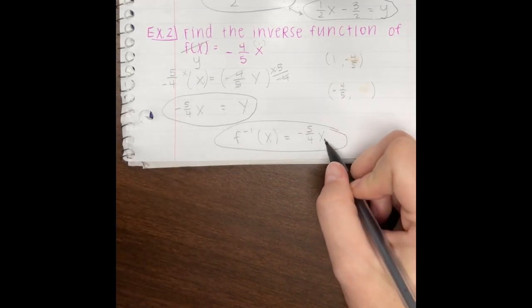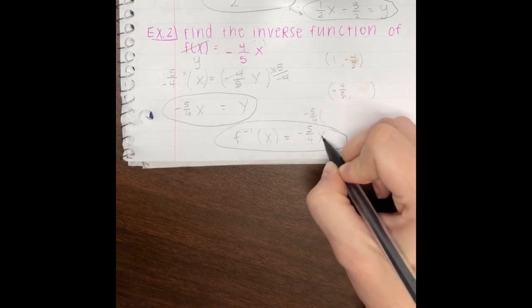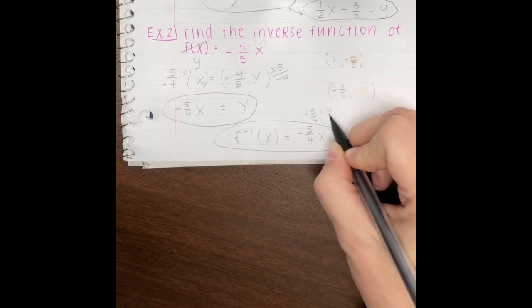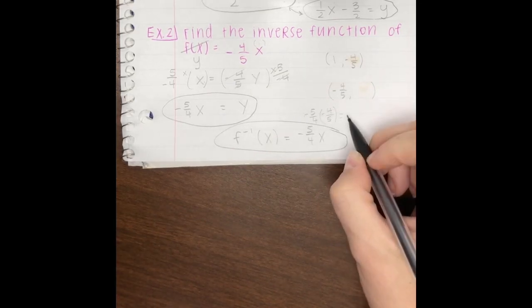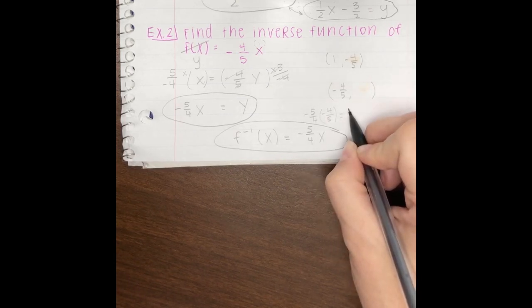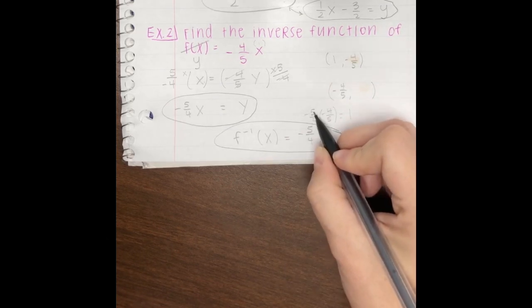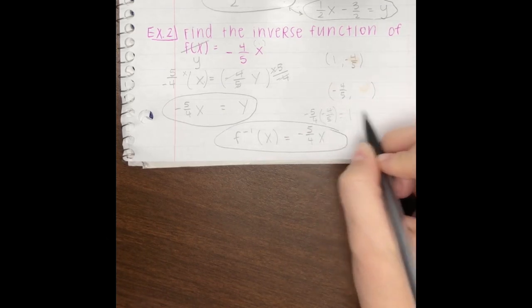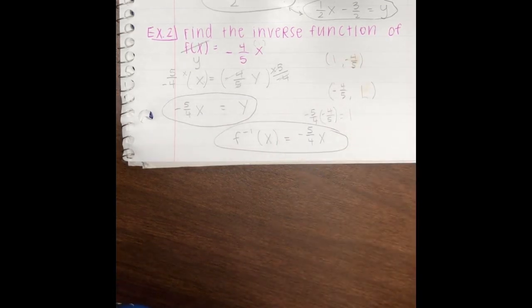So for this, we would have negative 5/4, and instead of x, I'm plugging in a negative 4/5. Well, you know a negative times a negative makes a positive. 5 divided by 5 is 1, and 4 divided by 4 is 1. So you get negative 5/4 times negative 4/5 is 1. So we got the same thing, just in reverse.